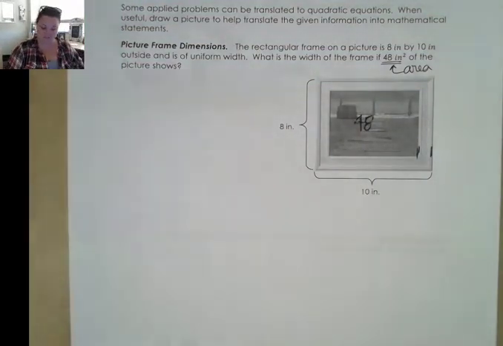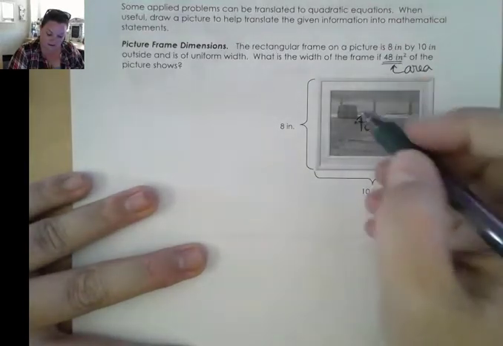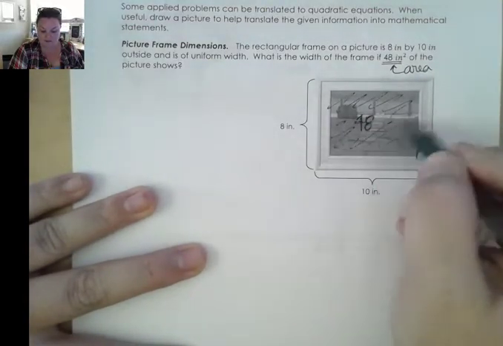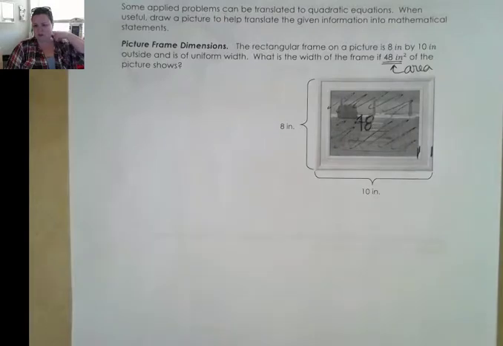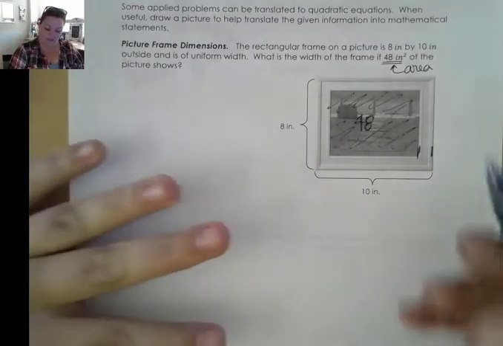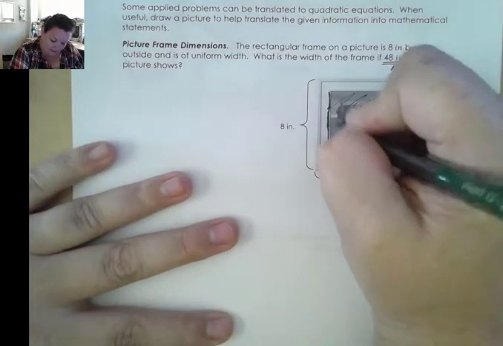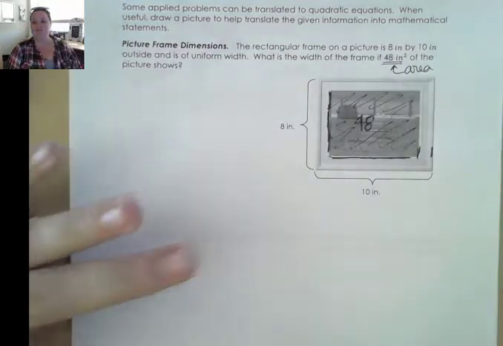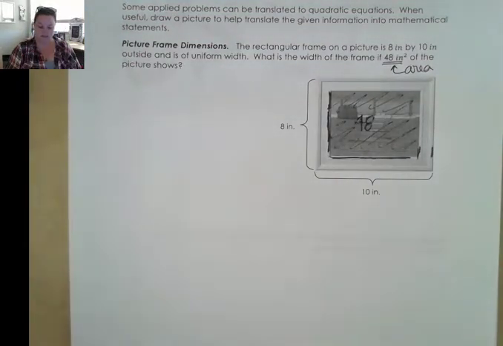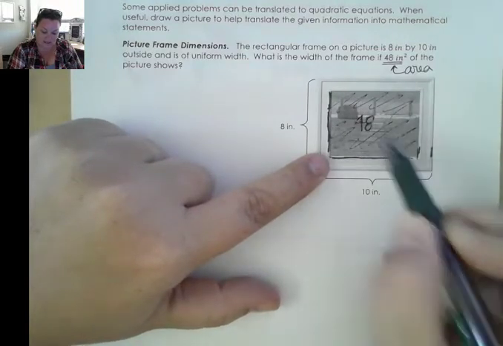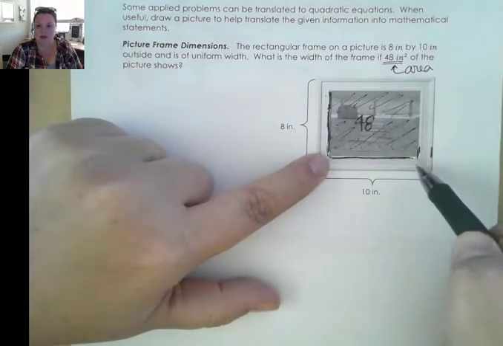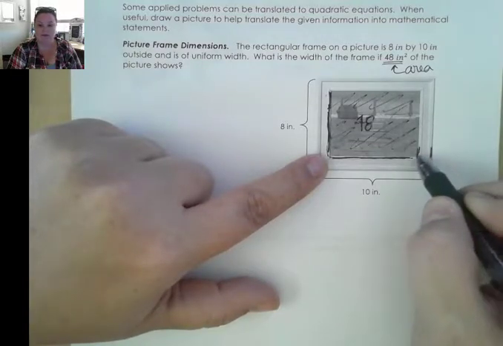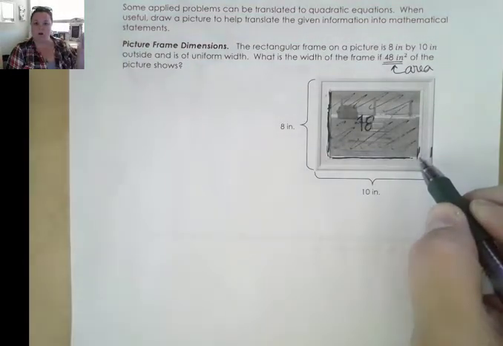So 48 inches squared is all this inside here, right? That's what we're talking about. So we don't want to do 8 times 10, right? Because that would include the whole frame. We just want this distance right here, times this distance right here. So we have to figure out how we can write those distances. So this distance and this distance is not including the frame, right? Now we don't know how wide this frame is. We just know that it's the same width all the way around.